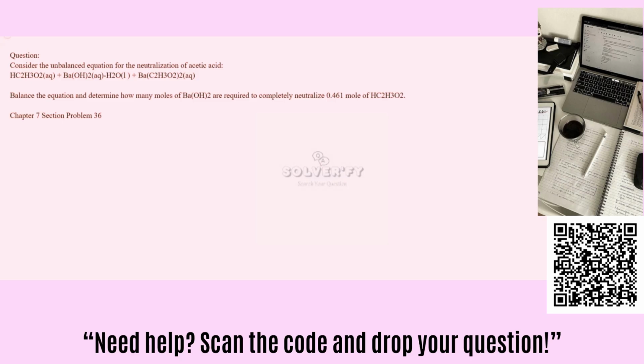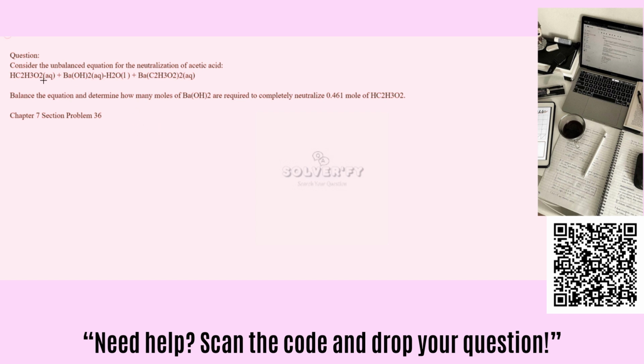Okay, Chapter 7, Section Problem 36. The question is, consider the unbalanced equation for the neutralization of acetic acid, shown as HC2H3O2 plus Ba(OH)2, and it goes to water plus Ba(C2H3O2)2. Okay, so we're supposed to balance this thing.